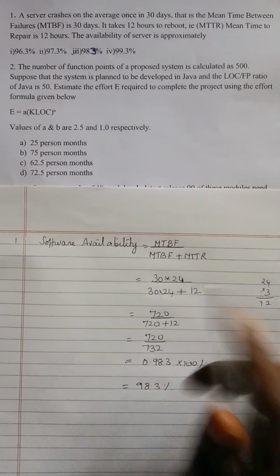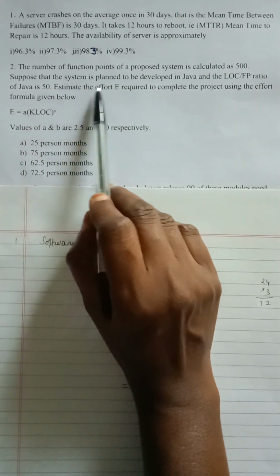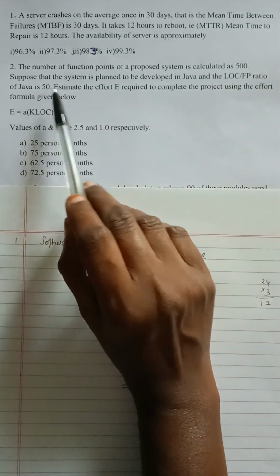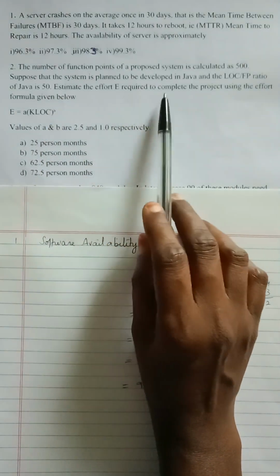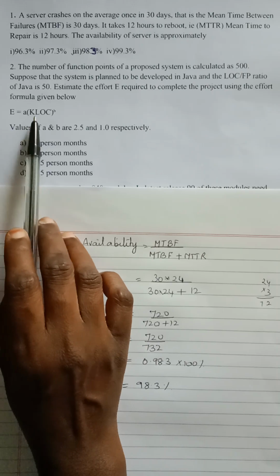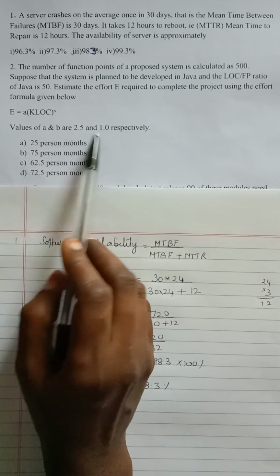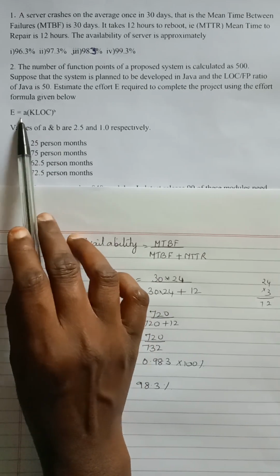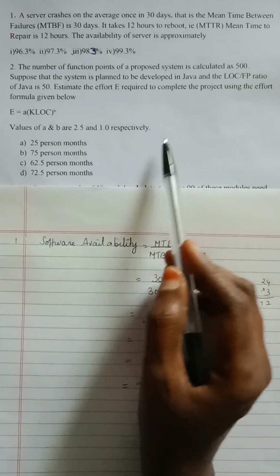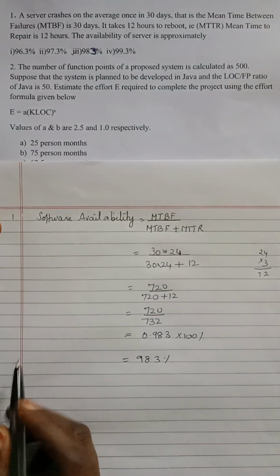So next problem, the number of function points of a proposed system is calculated as 500. Suppose that the system is planned to be developed in Java and the LOC per FP ratio of Java is 50. Estimate the effort E required to complete the project using the effort formula. So the formula is given, E is equal to A KLOC to the power B. A and B are constants. Okay, in the effort formula, A and B are constants. So the values are given as 2.5 and 1. So we have to find out what is the effort. Okay, so the formula itself is given, so we can find out.